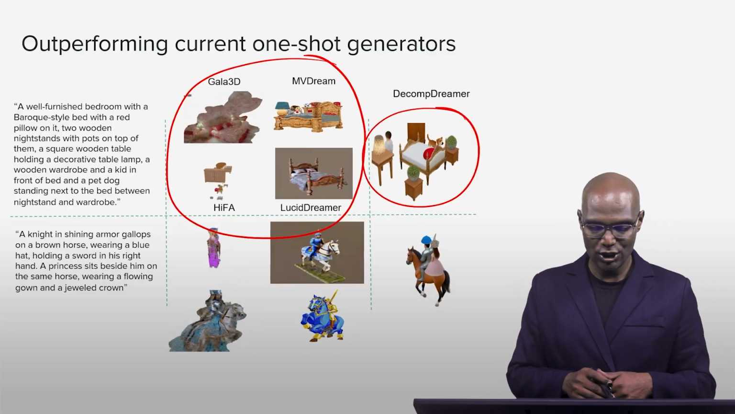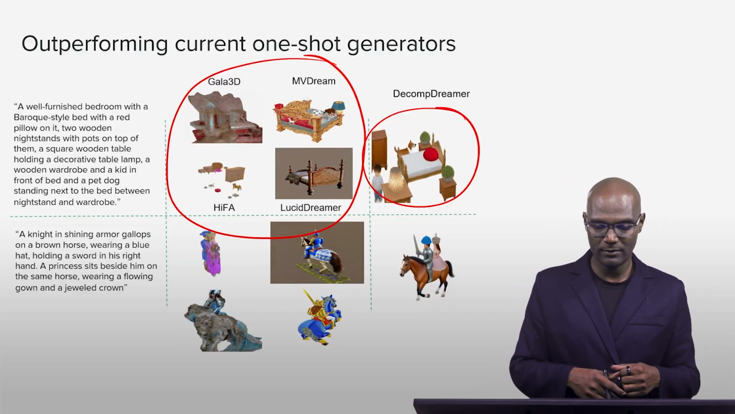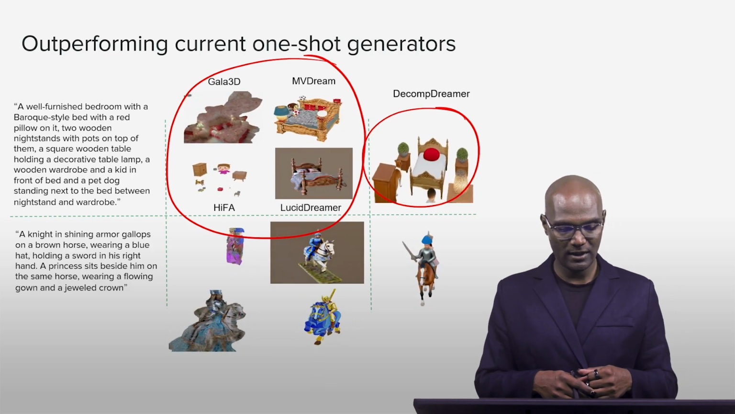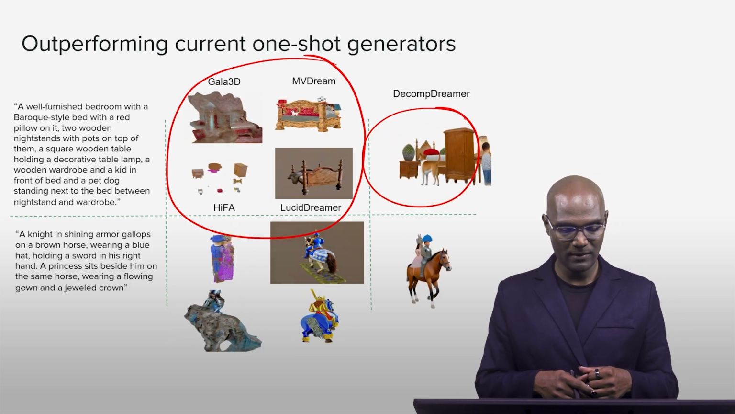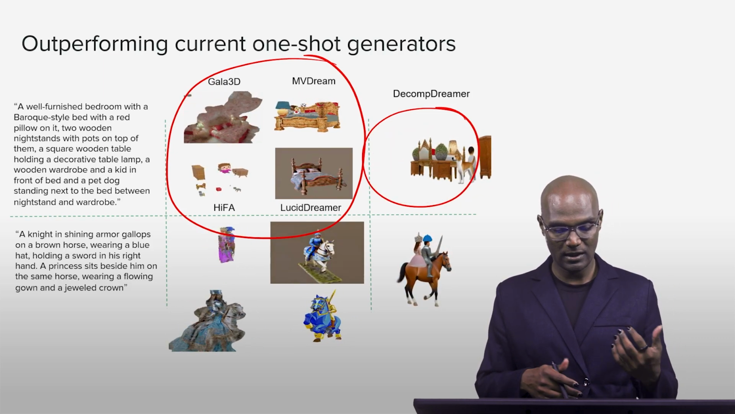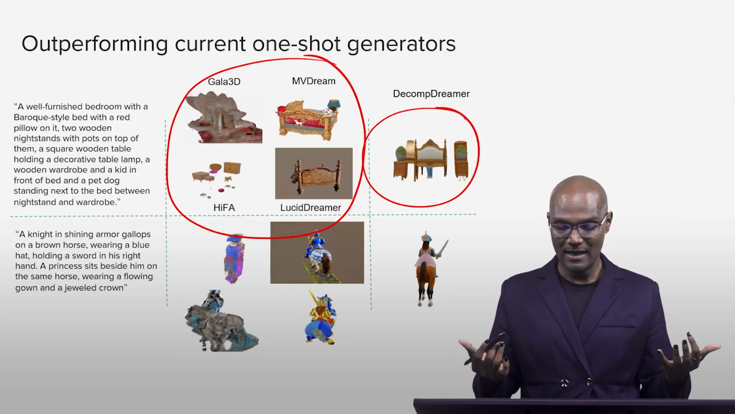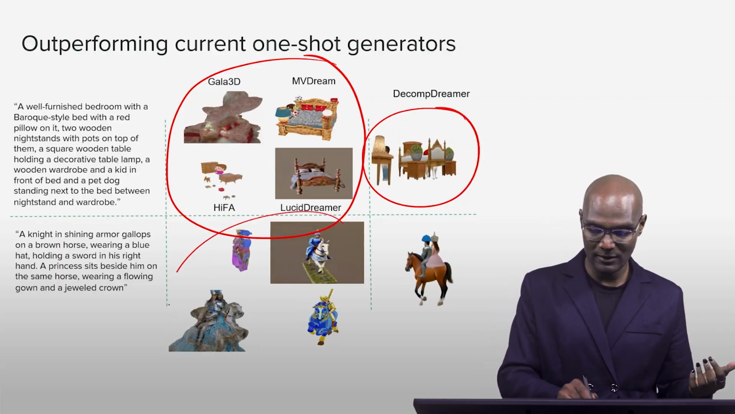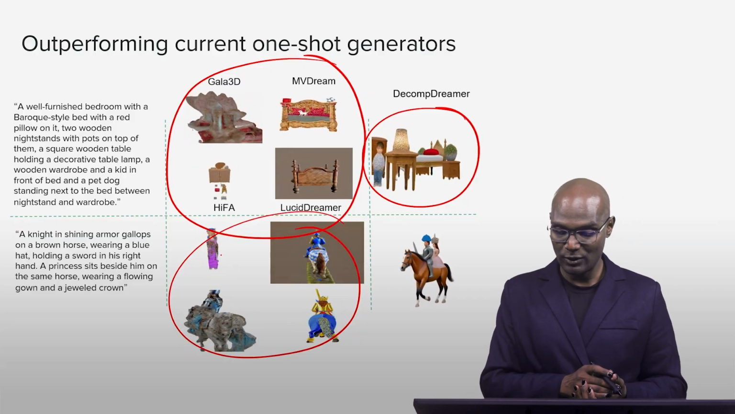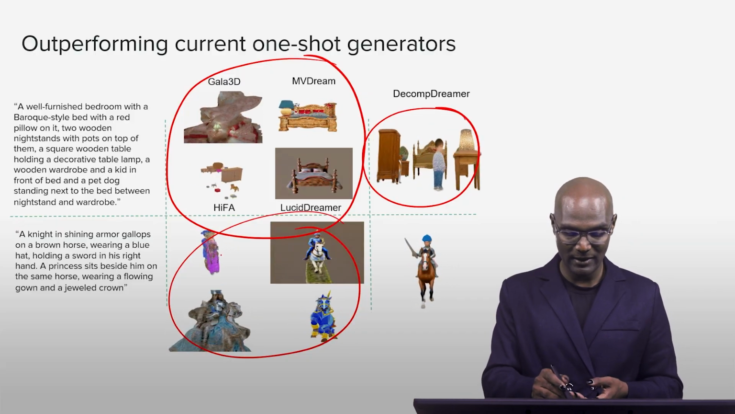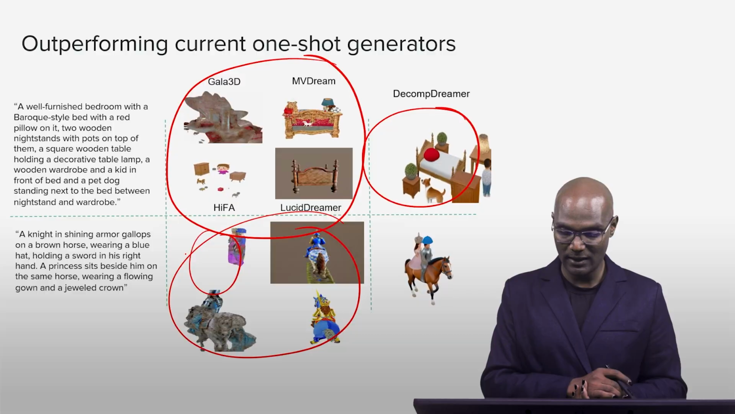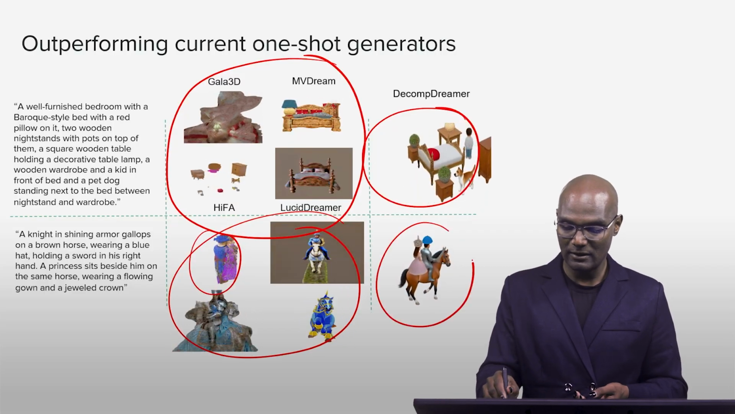Another example: knight in shining armor gallops on a brown horse, wearing a blue hat, holding a sword in his right hand. Princess sits beside him on the same horse, wearing a flowing gown and a jeweled crown. Very complex prompt. Standard models are messing it up. Some don't even get the princess. This is pretty funny. I don't even know what's going on there. And this is our model.